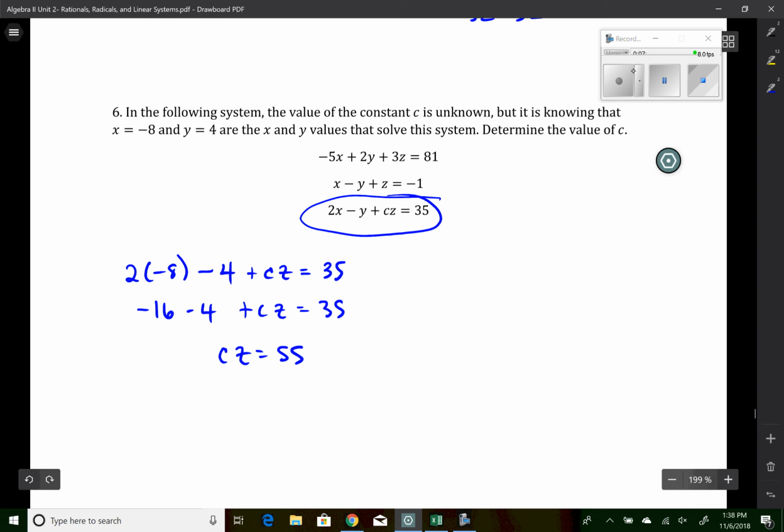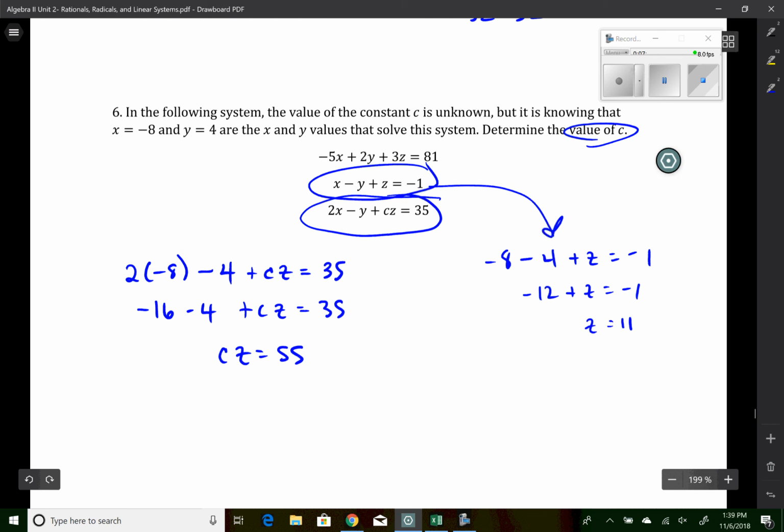Problem, I have 2 variables, c and z. c I don't know, and I'm not going to know. That's what I'm solving for, which must mean that I can solve for z in some way. Well, if I know x is -8 and y is 4, I can then use a different equation and solve for z, because there's only one variable now. So then I have this -12 plus z equals -1, or z is equal to 11. Well, if z is equal to 11, I can then say this is 11c equals 55, or c is equal to 5. That's what it's asking you there to do in number 6.